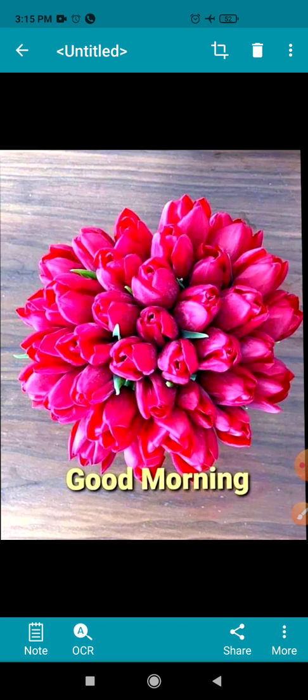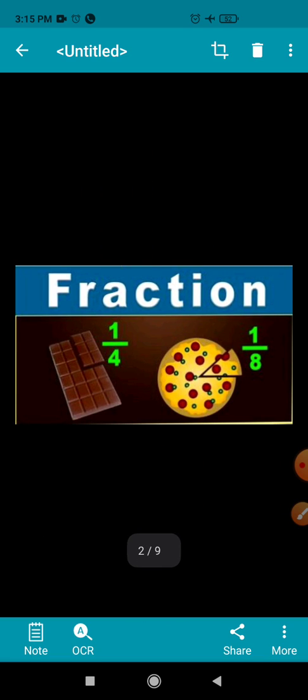In today's class, I have taken a new chapter, and the name of the chapter is Halves and Quarters. Children, in this lesson, you will know about fraction and its types.